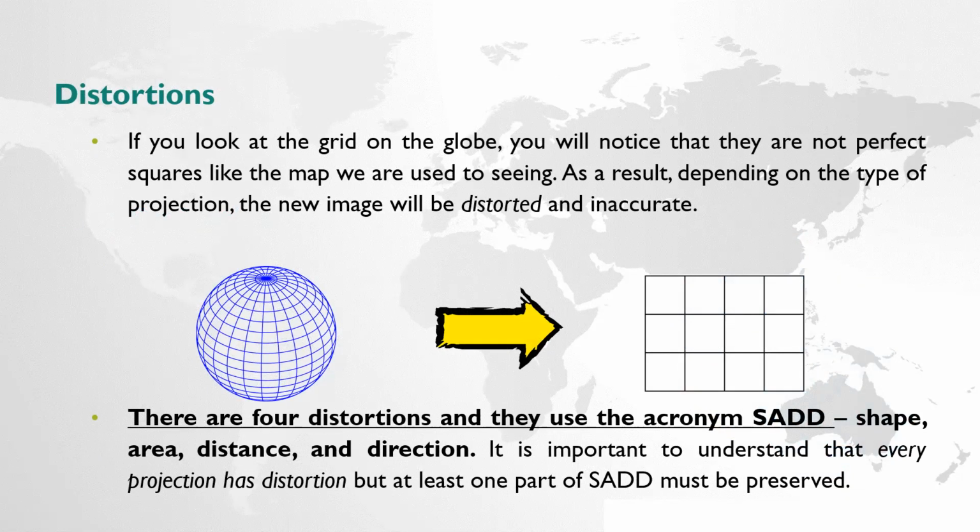The acronym that geographers use to memorize the four distortions is SAD. Map projections will distort one or all of these: shape, area, distance, and direction. It's important to understand that every projection has distortion, and that at least one part of SAD is going to be preserved while the others might be distorted. So all maps are going to make some compromise, and there are different techniques.